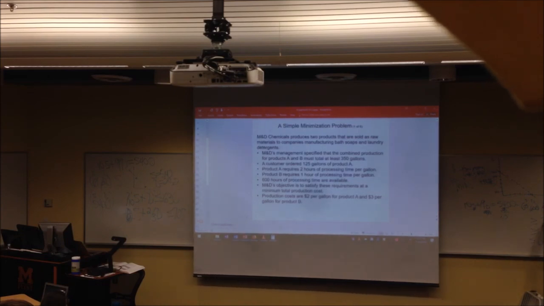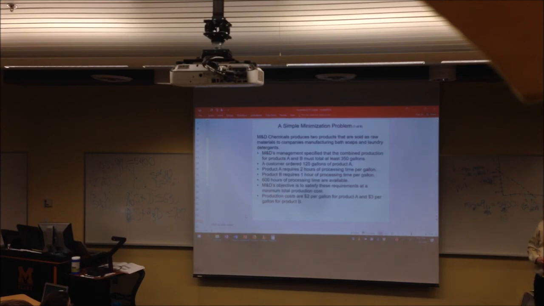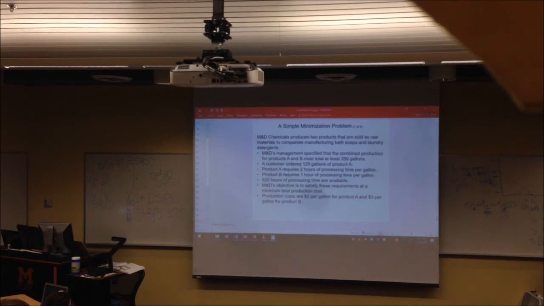Let's fill in these constraints. Going back to the 350, it says, management specified that the combined production of products A and B must be at least 350. What is A? How many gallons of A? What is B? How many gallons of B? 350 gallons total, at least.